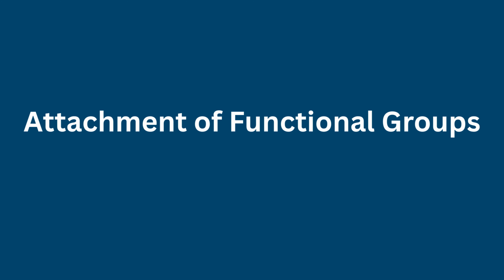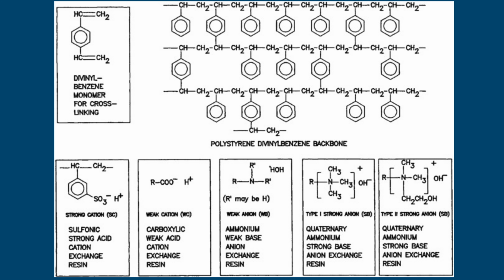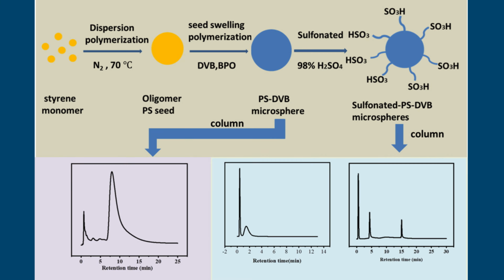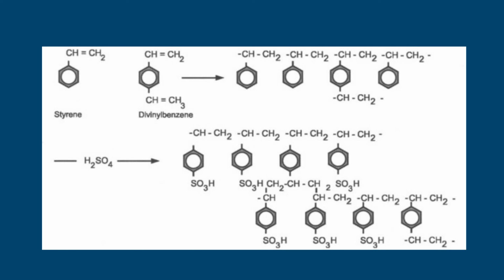Attachment of functional groups. The polymer matrix is chemically modified after bead formation to introduce ion exchange sites. Cation exchange resins. A classical strong acid cation exchanger is prepared by sulfonation of PS-DVB, producing covalently attached sulfonic acid groups. In aqueous solution, the sulfonate group remains immobilized on the polymer, while H+ is the mobile counterion.